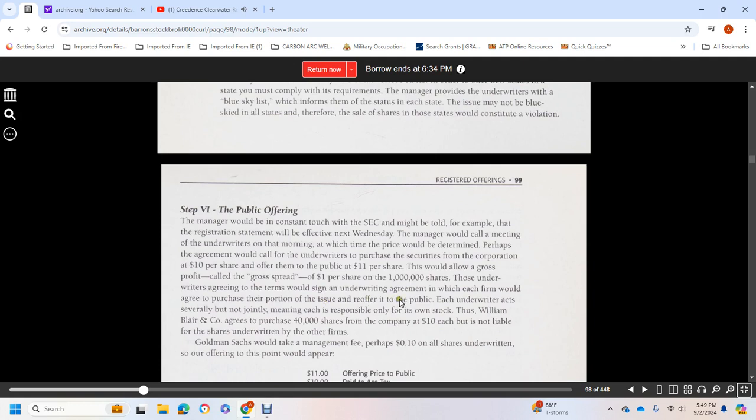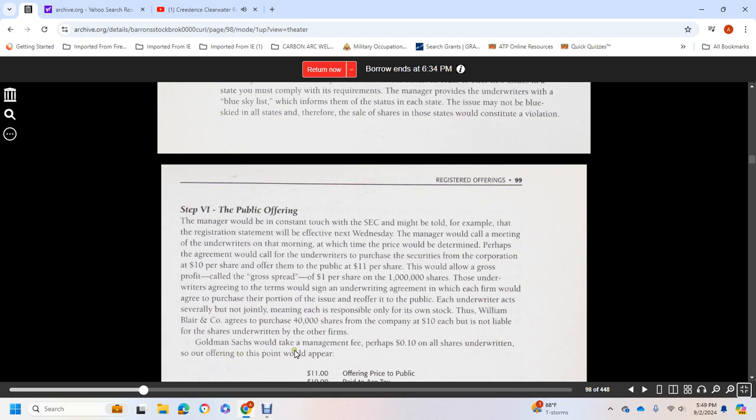The portion of the issue is reoffered to the public. Underwriters act severally but not jointly, meaning each is responsible only for its own shares. Thus, William Blair & Company agrees to purchase 40,000 shares from the company at $10 each, but is not liable for the shares underwritten by the other firms.